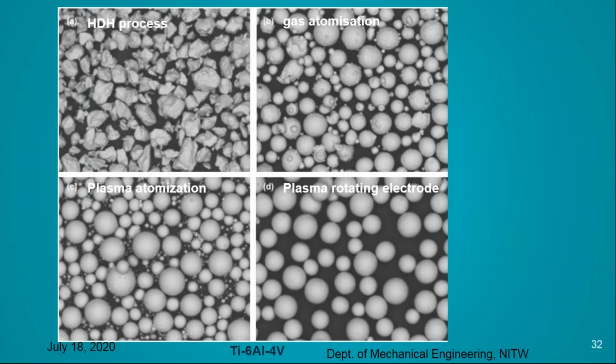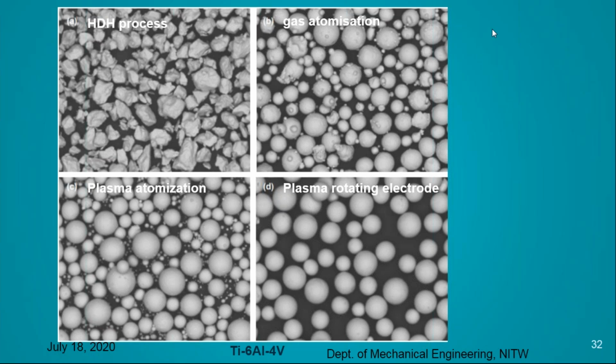In the first one, you can see the hydride-dehydride process, the gas atomization process, the plasma atomization, and the plasma rotating electrode process. This is done for titanium powder. In the hydride-dehydride process, the powder particle morphology is very irregular. In gas atomization, the powder particles are very spherical, but there are some small particles also, and some satellites exist in this gas atomization process.